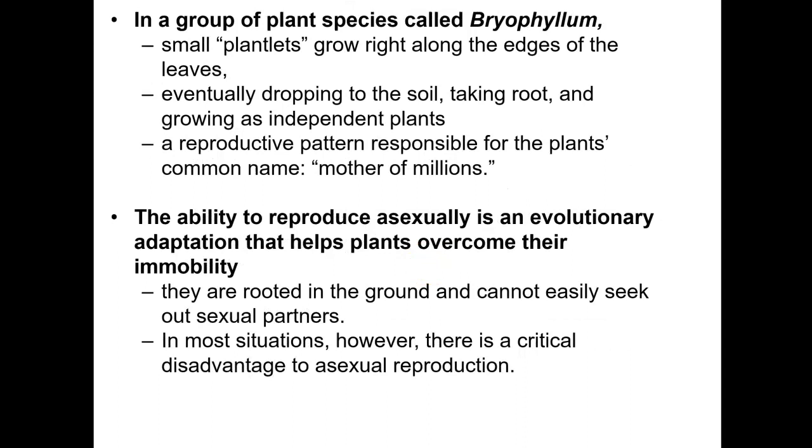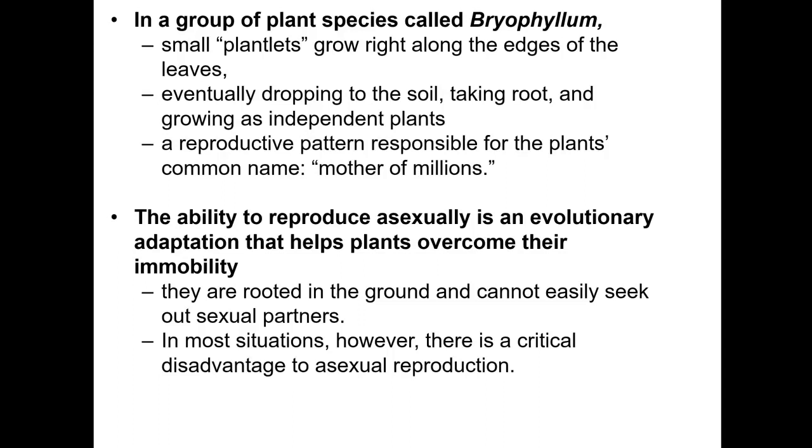In a group of plant species called the Bryophyllum, they're going to have things like little small plantlets that you saw in that picture. These are going to go right along the edges of the normal leaves on this plant. Eventually, these little plantlets are going to drop to the soil, they're going to take root, and they're going to grow as independent plants. A reproductive pattern responsible for plants, in the common names, called mother of millions, because you saw all those little leaflets that were growing off the edge. And so they're going to drop to the ground, and it's going to grow a lot of plants. Maybe not millions, but that's where it gets its name from.